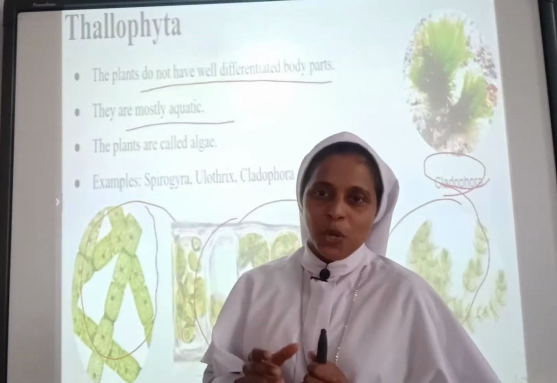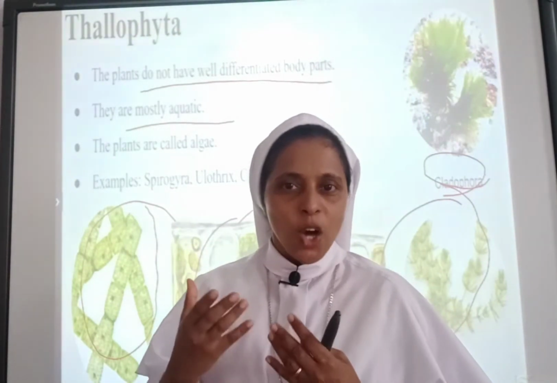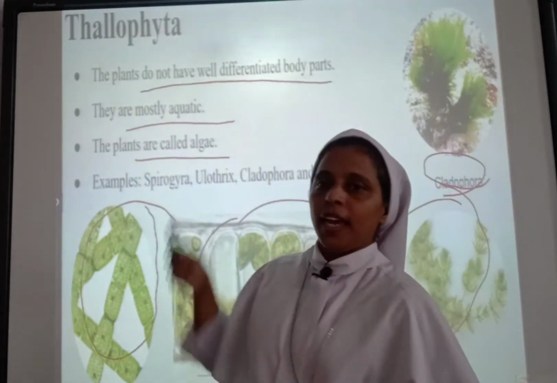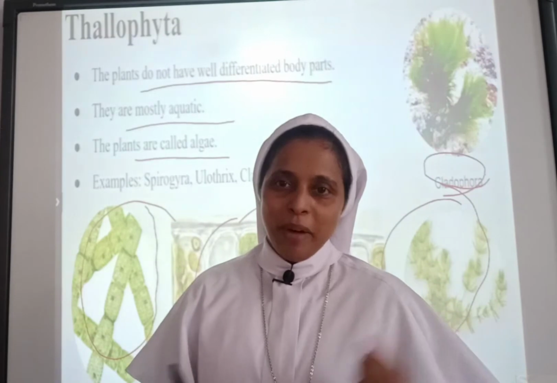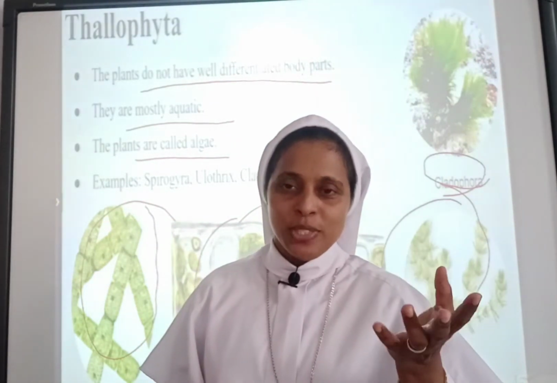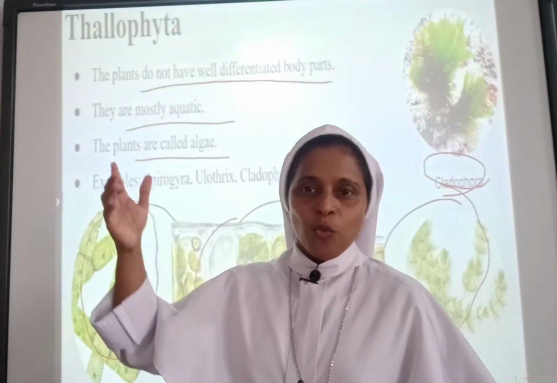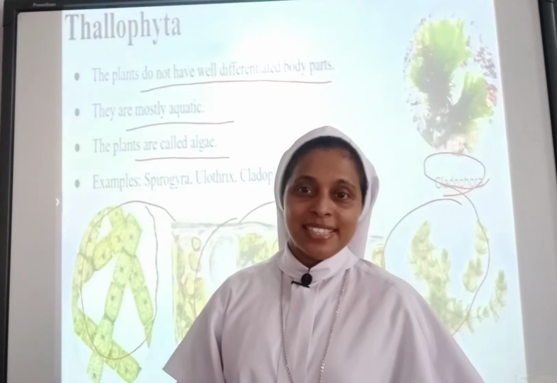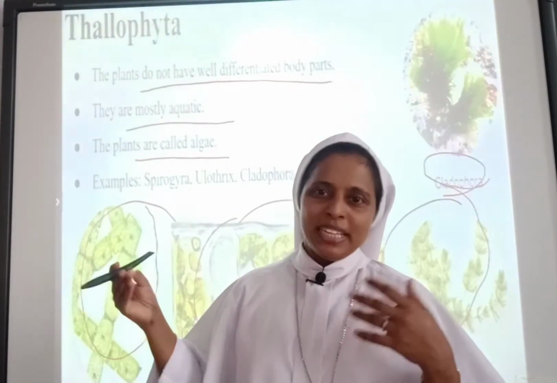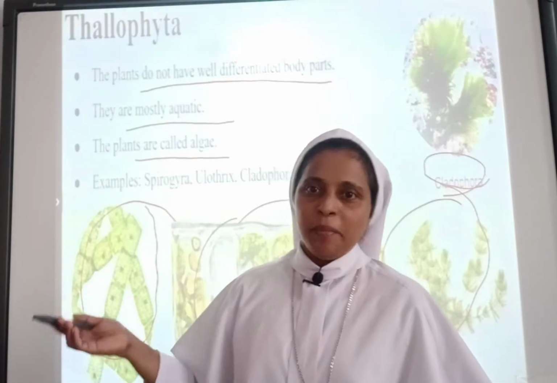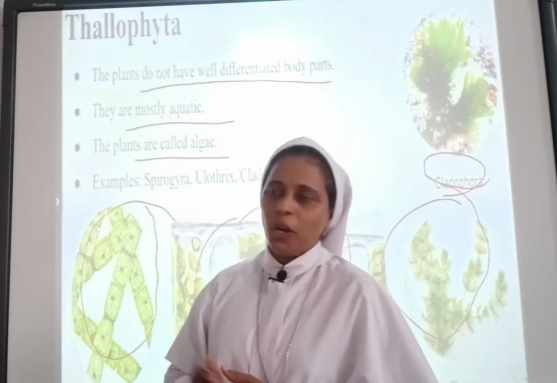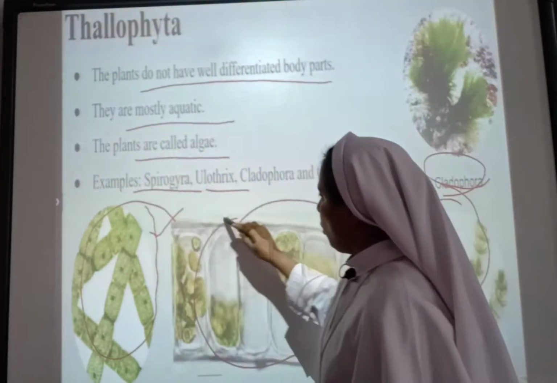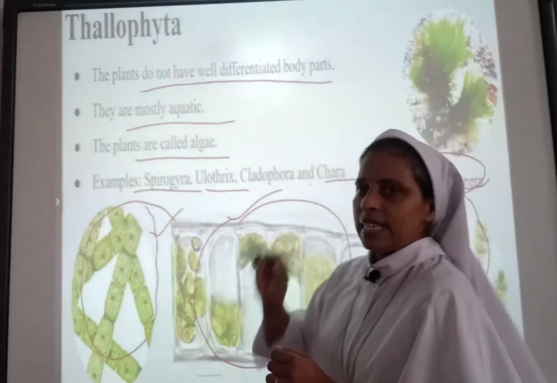That means they mostly live in the water. These plants are called algae. You might have seen algae in your nearby pond, the greenish structure that you see. Also in the rainy season, on the walls of houses and in our compound walls, we can see lots of algae growing. You might have observed it, but you may not have known that it is algae. As I have told you, the examples are Spirogyra, Ulothrix, Cladophora and Chara.